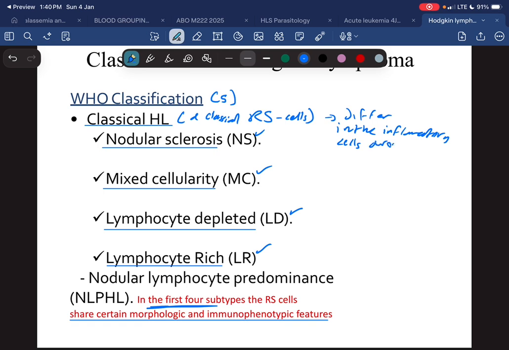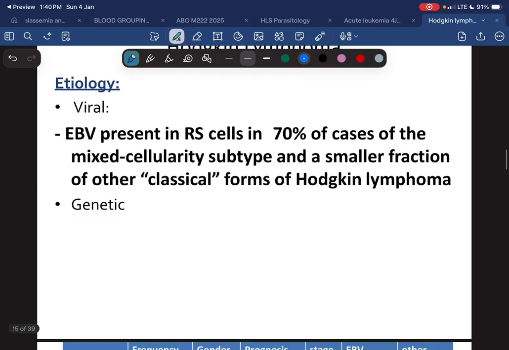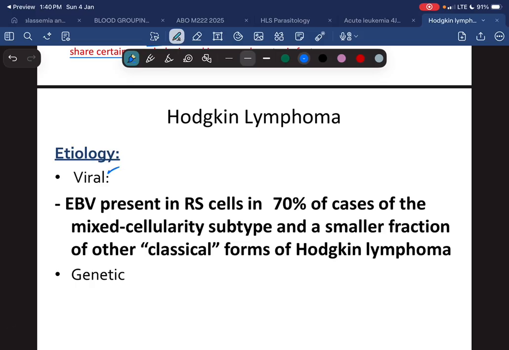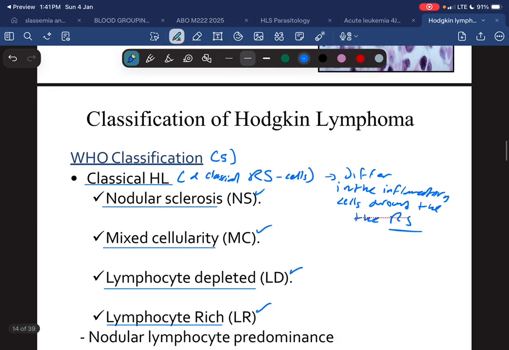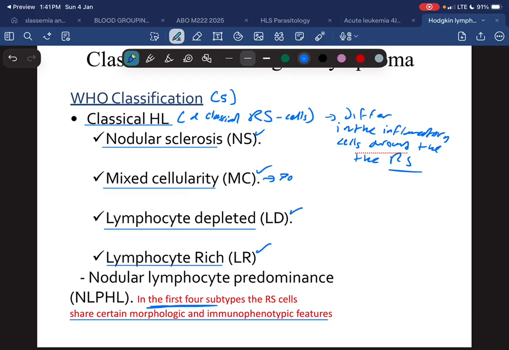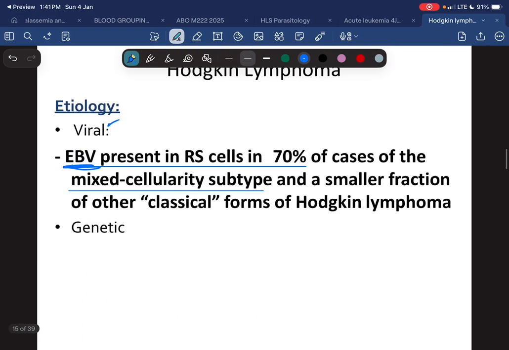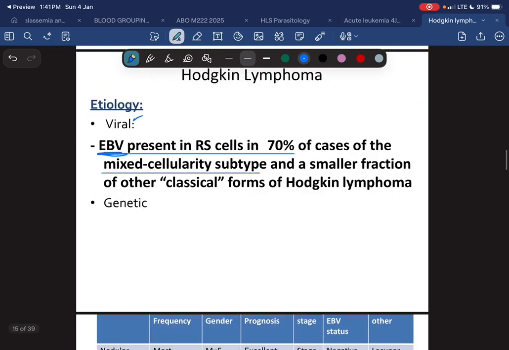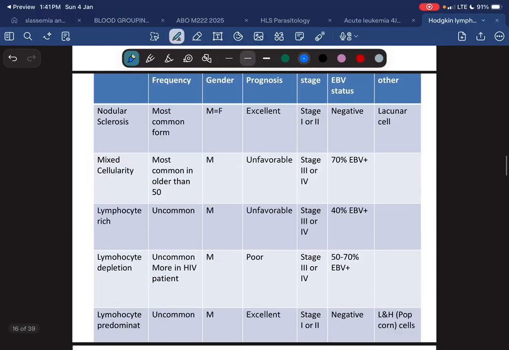Regarding etiology, some hypotheses support a viral basis for Hodgkin lymphoma. EBV is found in 70% of cases in the mixed cellularity subtype, for example, and a smaller percentage in other forms of classical Hodgkin lymphoma. Also, there is a genetic basis and predisposition for the development of Hodgkin lymphoma. We have 5 types for classical, and some comparisons between them. We will discuss them when we talk about each one by itself.